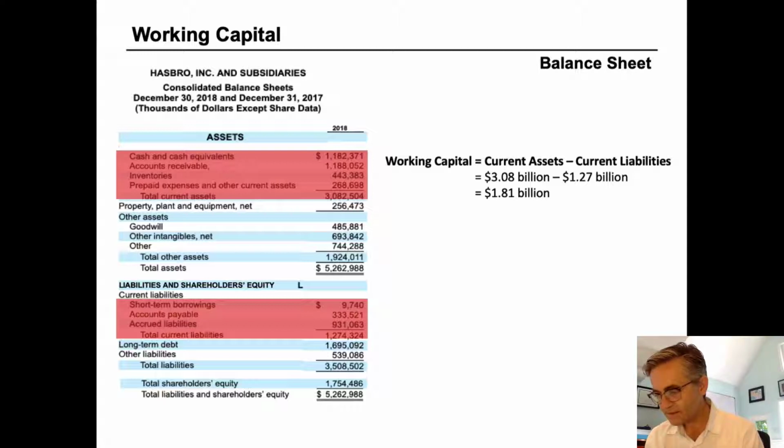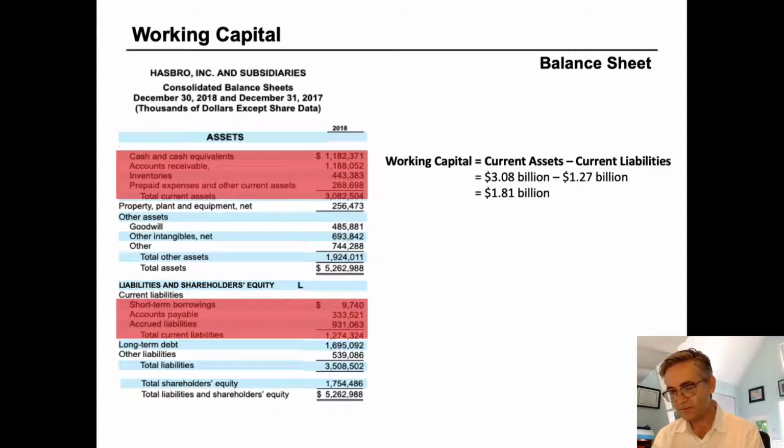And when we do this, we can see that Hasbro has over $3 billion in current assets, which is $1.8 billion more than their current liabilities. And the difference between current assets and current liabilities is called working capital. So I hope it's obvious that we want to see that working capital is positive. We want the company to have assets that can be turned into cash, exceeding the amount of bills that they have coming in the near term.